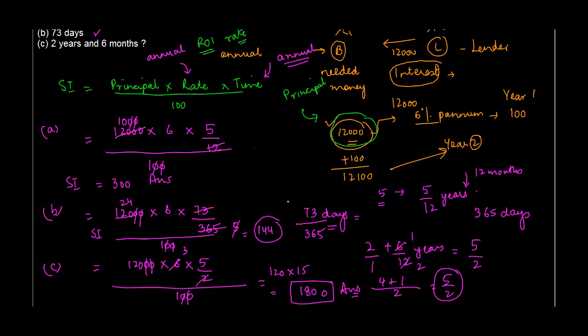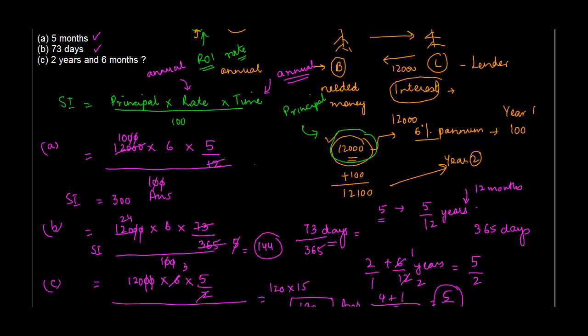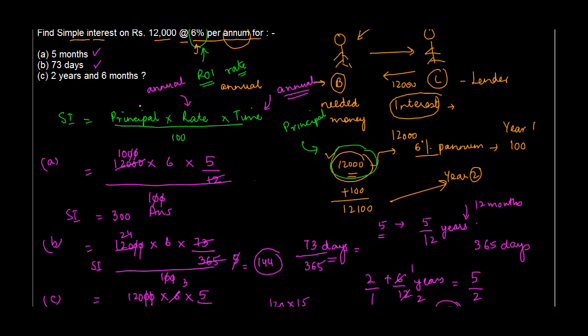right? So the trick is basically that you have to convert, the principal is always going to remain the same, the rate has to be annual and the time has to be annual as well, or in years.